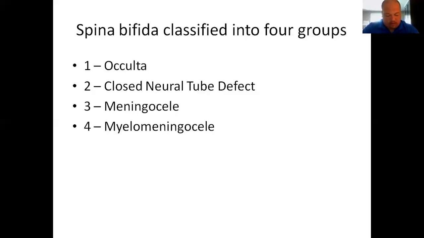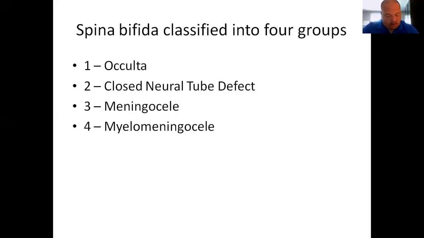The second form is called closed neural tube defect, and is much like the first form, but there are malformations along the spinal cord, such as little bone fragments or other growths that can cause problems. It can lead to some levels of paralysis and bowel and bladder control issues.